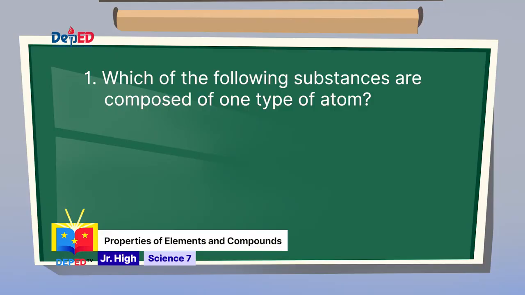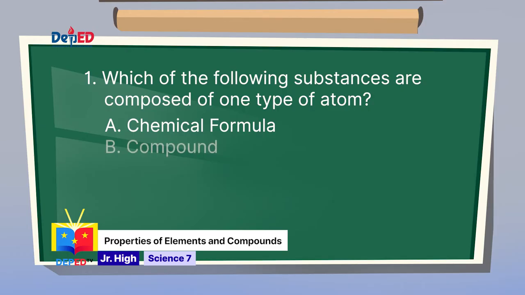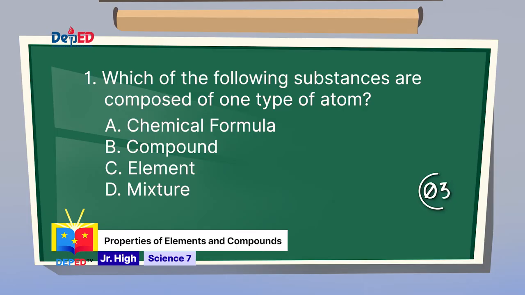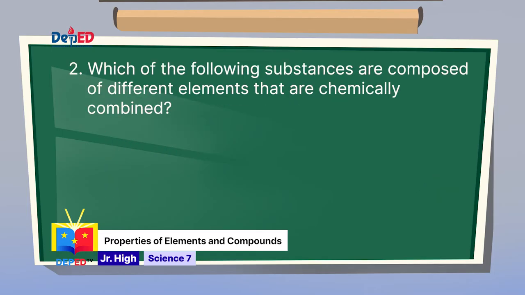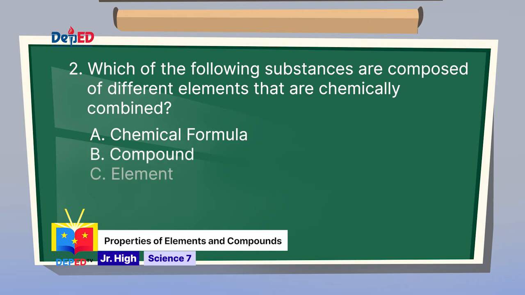Number 1. Which of the following substances are composed of one type of atom? A. Chemical formula. B. Compound. C. Element. D. Mixture. Number 2. Which of the following substances are composed of different elements that are chemically combined? A. Chemical formula. B. Compound. C. Element. D. Mixture.